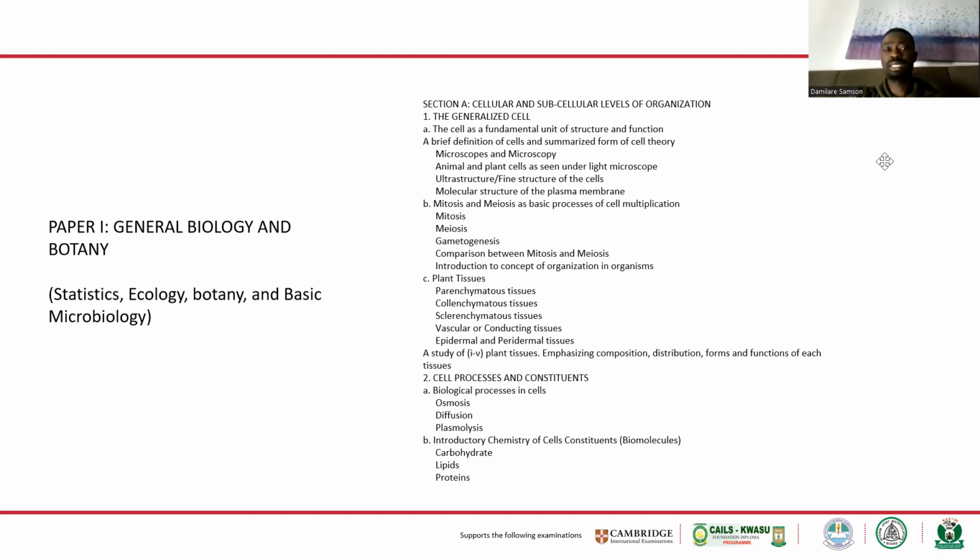And like I said, paper two will be zoology. I think we have it in the next slide, so when we get there, I'll talk more about that. Under the general biology and botany, you have statistics, you have ecology, you have botany, that's talking about plant forms and function and all those things, and you have basic microbiology. Those are the main subjects that we'll be dealing with there. But each of them has subdivisions under them, which we'll be dealing with when we get there.